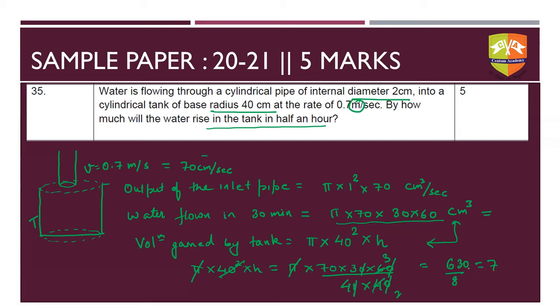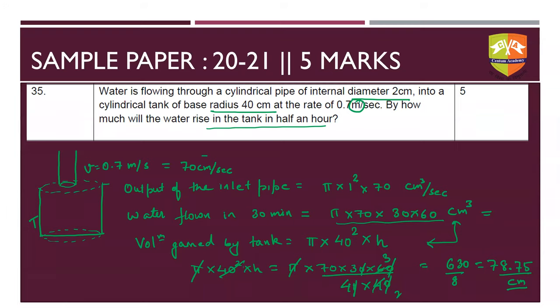8 7 56, 70. So 8 8 64, 60. So 7 56. So 78.75 centimeter is the answer. Okay, so 630 upon 8, 78.75. Is that okay? Any understanding problem that you did not understand?